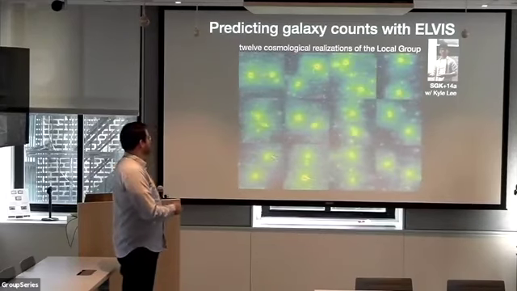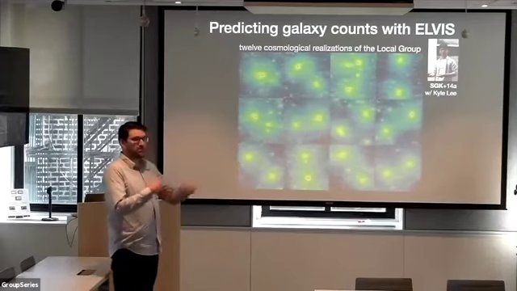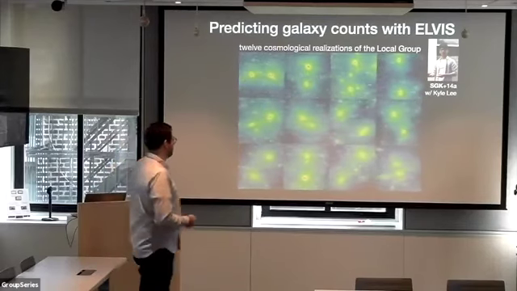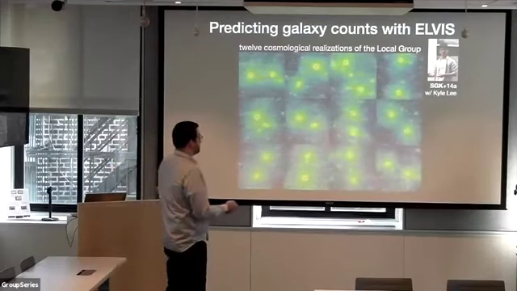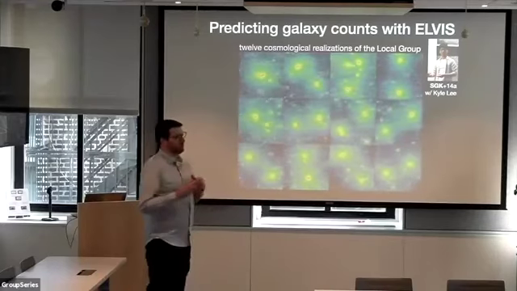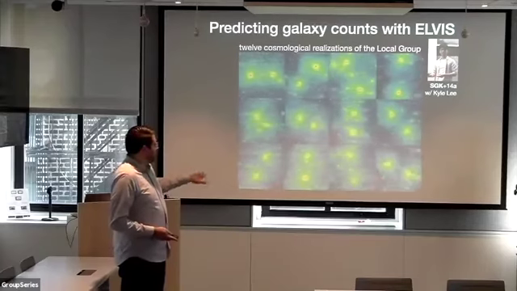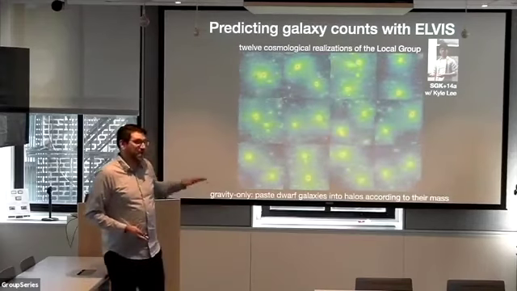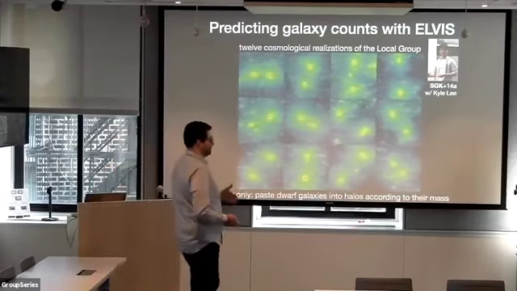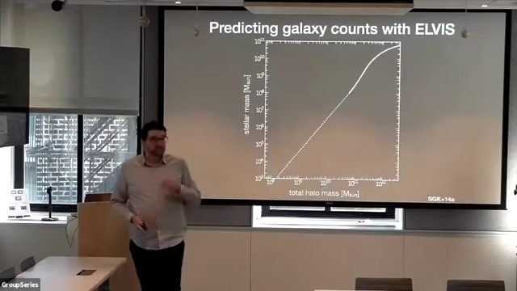So what you can see here are just 12 of our realizations spinning around the center of the local group. And you can see all of these have a lot of structure. Of course, we have Milky Way and M31, but we have lots of small halos around them as well. Now, these are gravity-only simulations. So we have to place dwarf galaxies into the halos according to their mass.